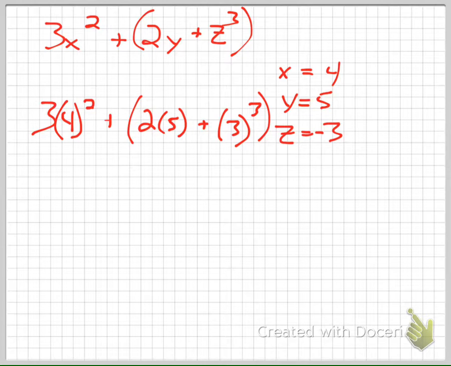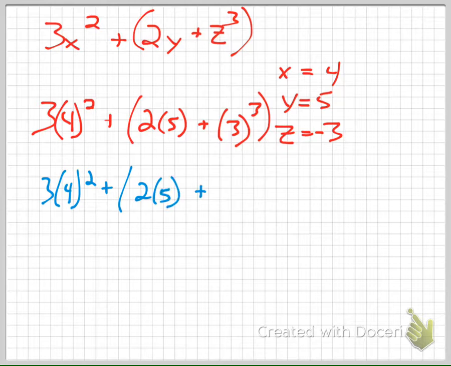I go, okay, first of all, inside the parentheses, do you see any other parentheses? Parentheses that can be simplified? No. Do you see any exponents in there? Yes. So I have 3 times 4 squared plus 2 times 5 plus, not 9, what is that? What is it? 27.